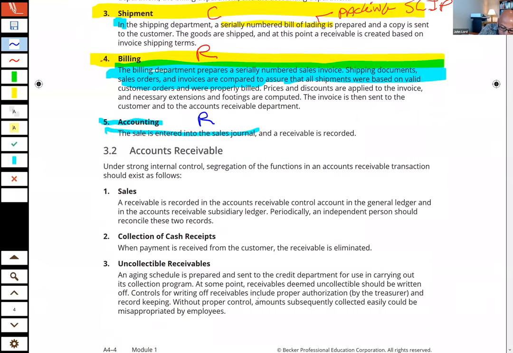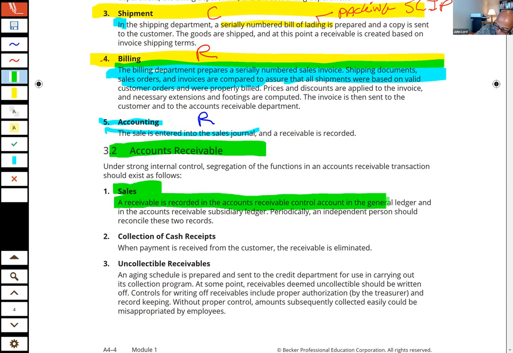Now we've got accounts receivable, because of course we want to make a sale on credit. We want to collect on that, right? So a receivable is recorded in the accounts receivable control account in the general ledger and in the accounts receivable subsidiary ledger.